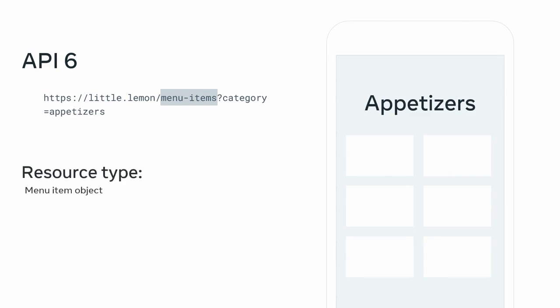But sometimes the resource type is the same, although the result can be filtered to be more specific. Let's explore a final API to unpack this. This time, the customer wants to browse food items from a specific category, say appetizers. The app will add ?category=appetizers. Notice that the endpoint is the same as the previous API, but it filters the output to only appetizers. For both cases, however, the resource is still the menu item object.